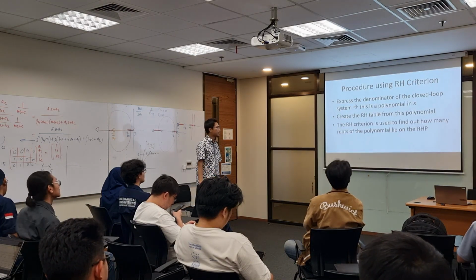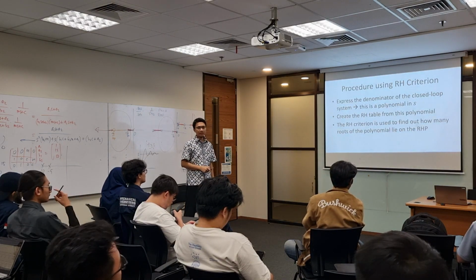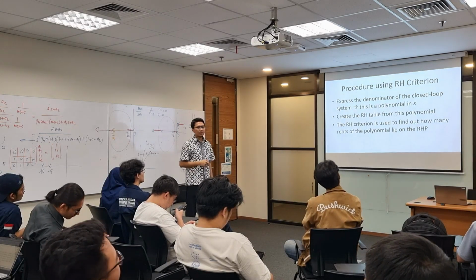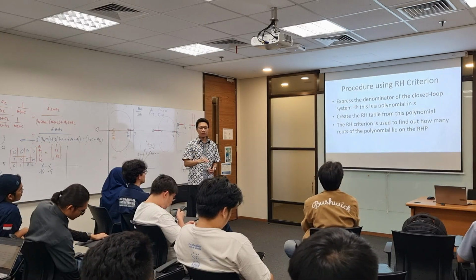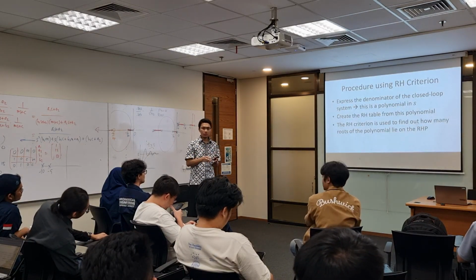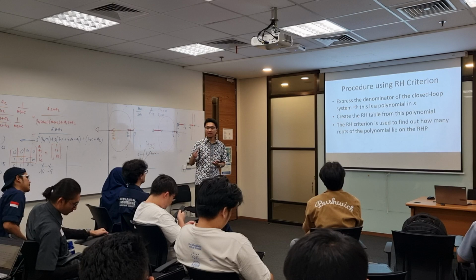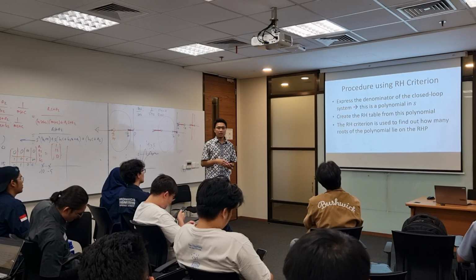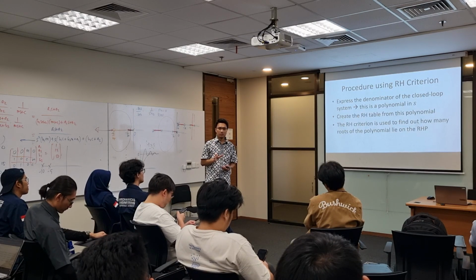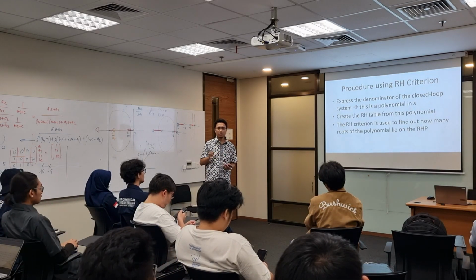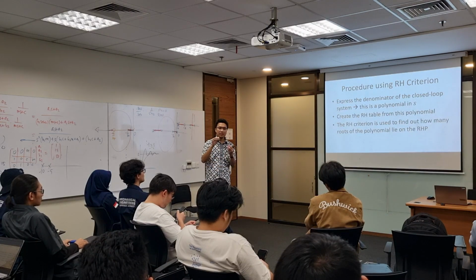The third step is that we use the criterion. The criterion will only give you the number of how many roots of that polynomial are on the right half plane. It will tell you that, but it will not give you the roots. It will only give you how many roots are on the right half plane.